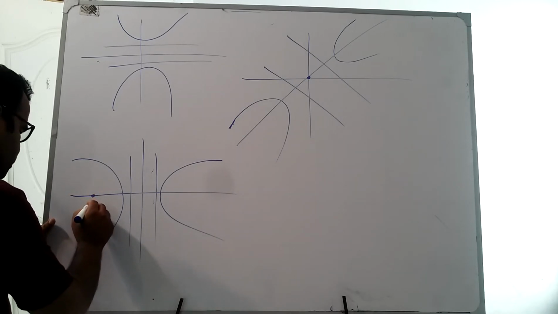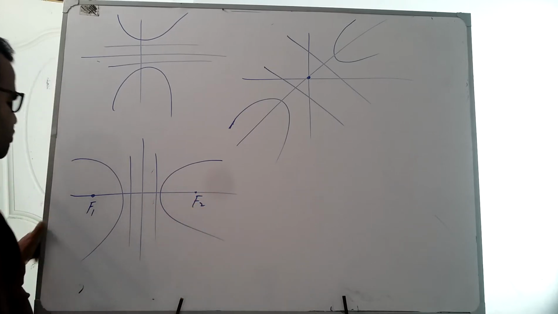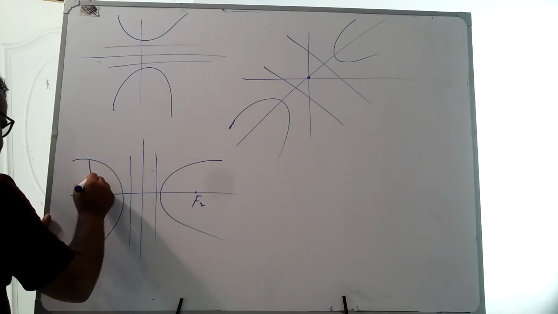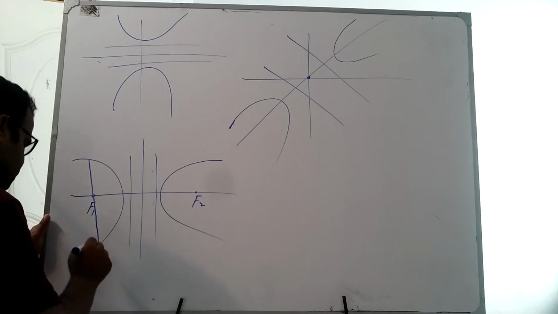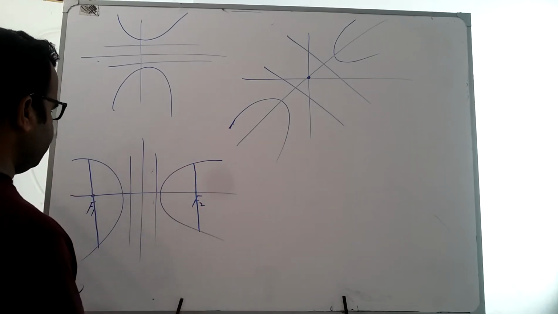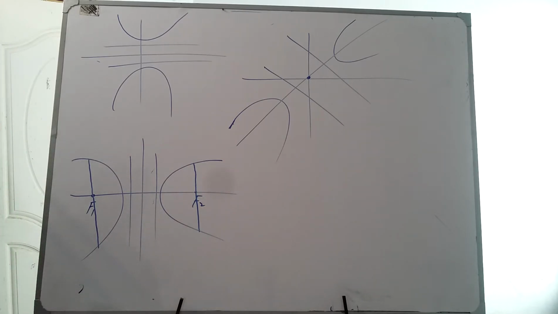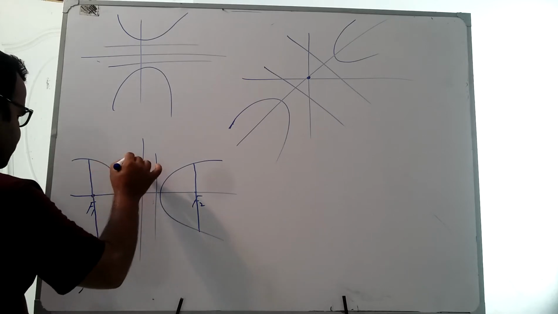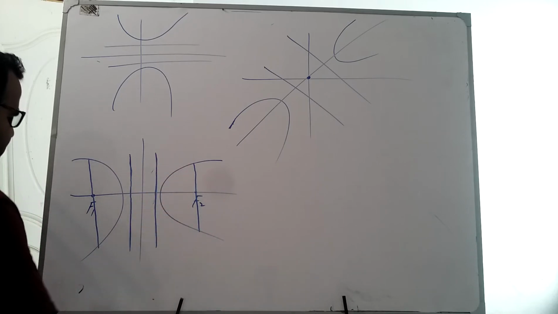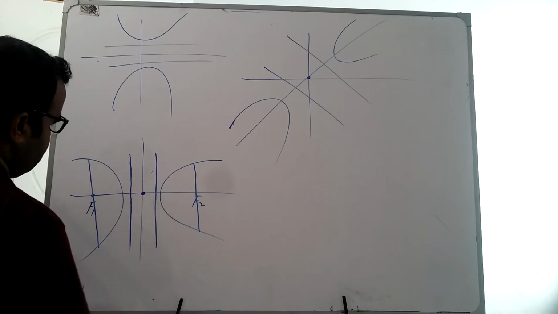There are two foci, F1 and F2, whose plural is foci. The line perpendicular to the axis of symmetry and passing through the focus is called the latus rectum. This is the latus rectum, the length of the latus rectum, whose plural is latera. There are two directrix lines. One line is this one and one line is this directrix line. This is the center of the hyperbola.